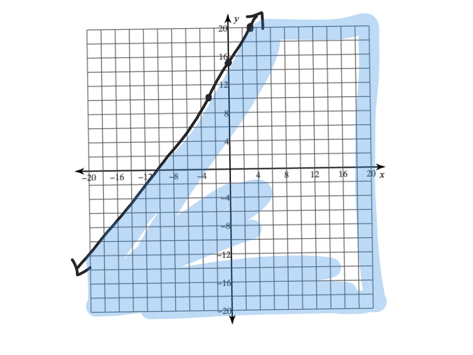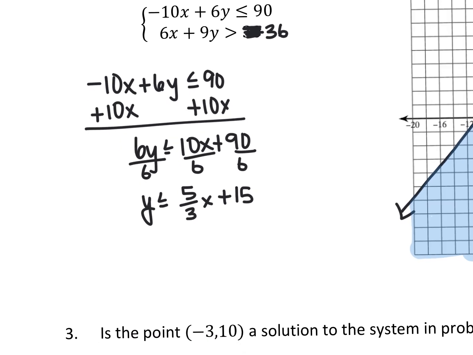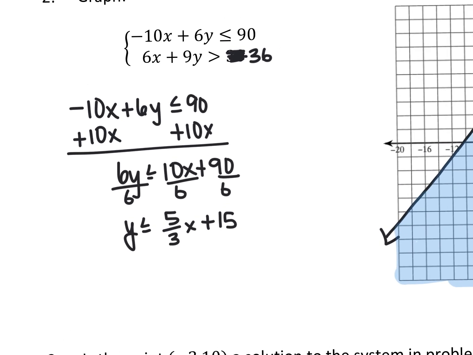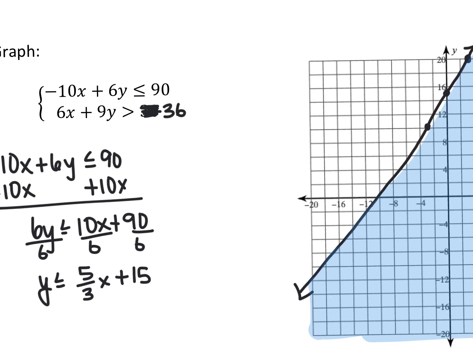I'm not worried about a sign flip on this one because in front of the y was a positive 6, so there will definitely not be a sign flip. Definitely was not a sign flip as I was solving for y. Okay, let's go ahead and solve the bottom one for y. So I'm going to do that right here.